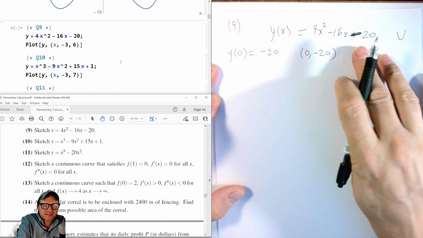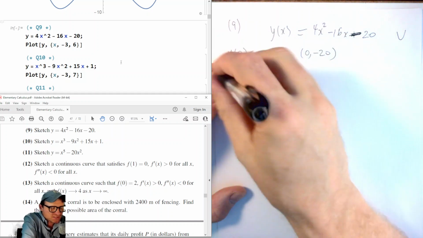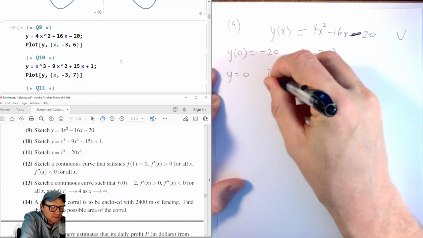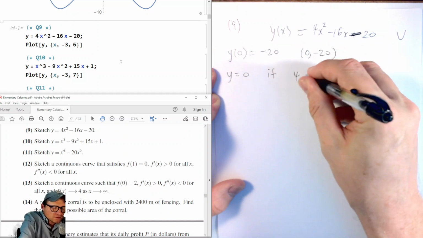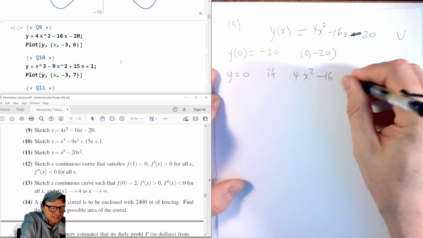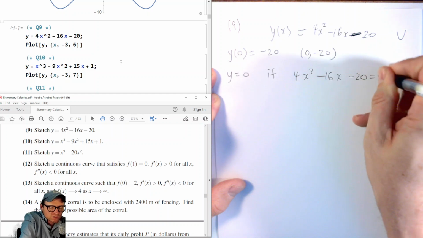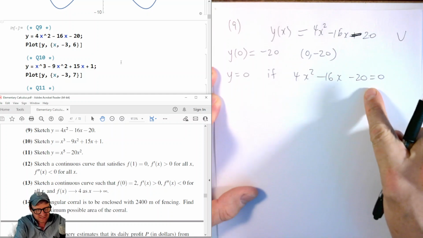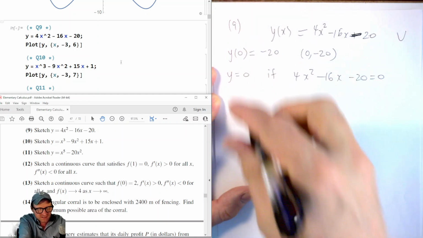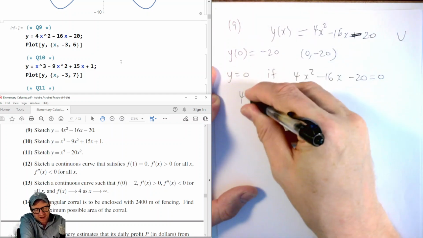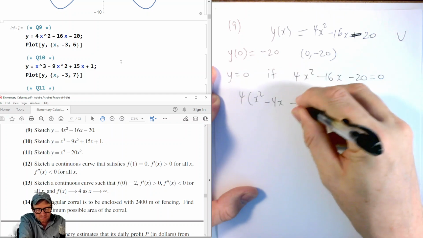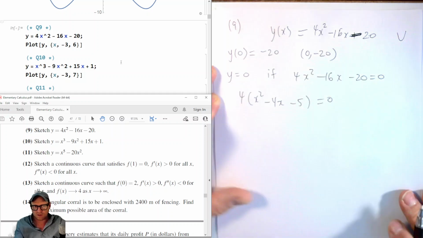All right, now next, where is y equal to 0? y is equal to 0 if 4x squared minus 16x minus 20 is equal to 0. Now we want to factorize this. We can see that each of these is divisible by 4, so let's factorize a 4 out. So 4 outside of x squared minus 4x minus 5 equals 0.